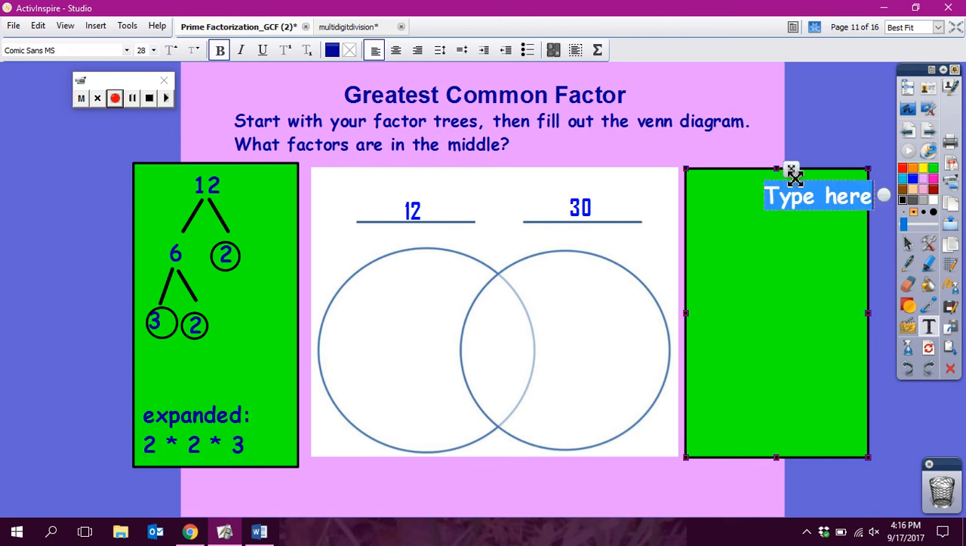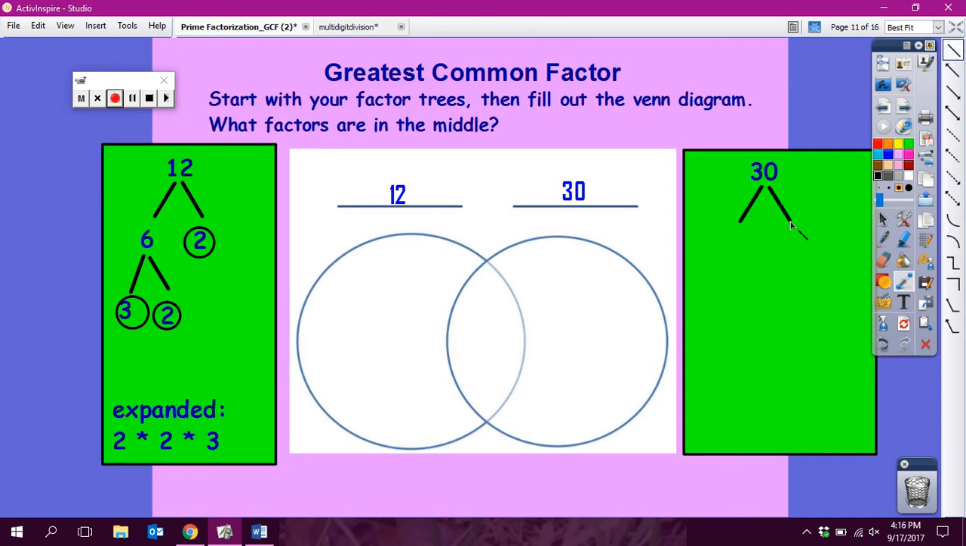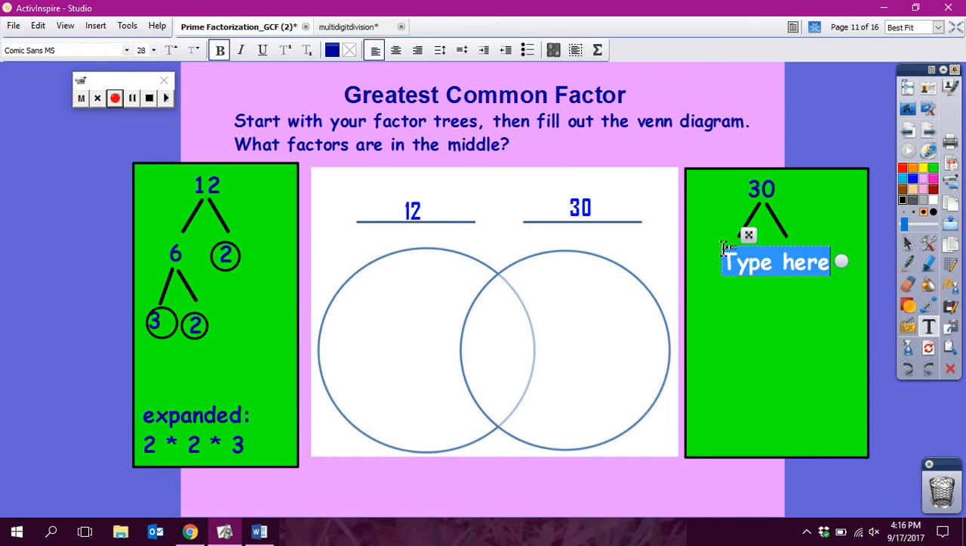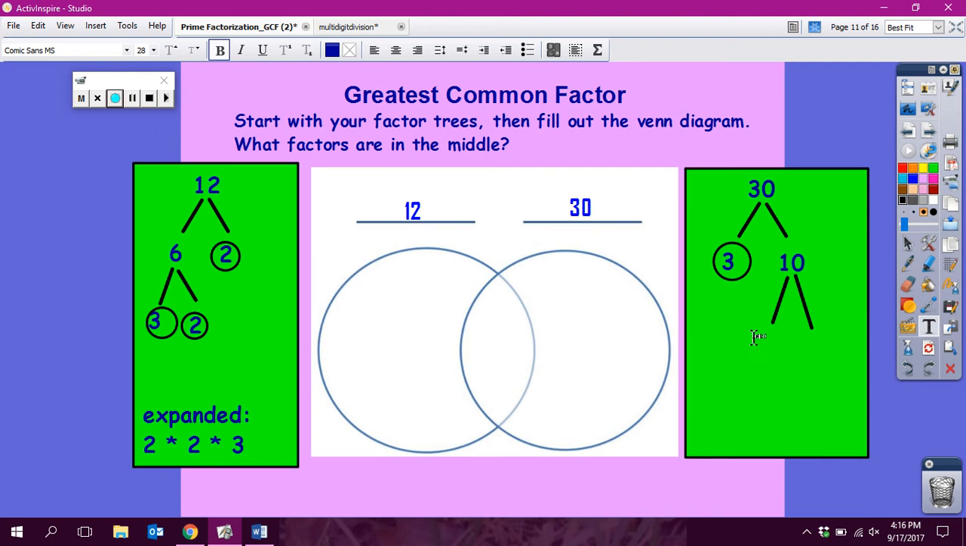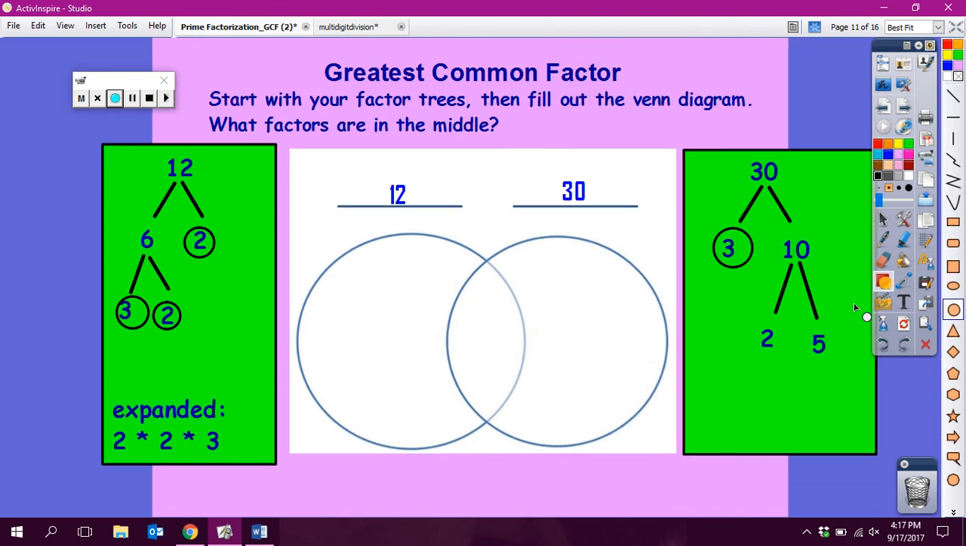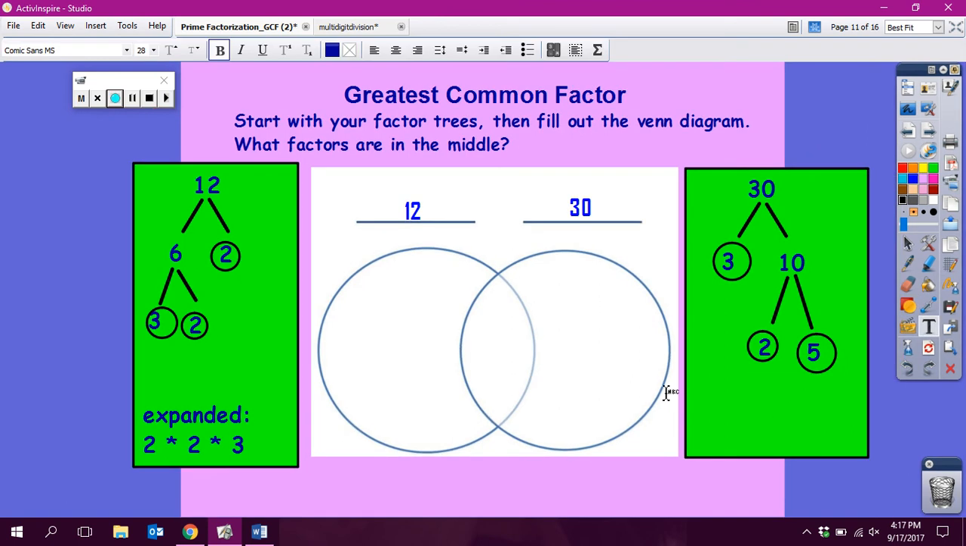Now I need to break down my 30. I know that I could do 3 times 10. That's the first thing I'm going to do. So 3 times 10, that one sounds good. Now I know that 3 is prime, so I'm going to circle that. But 10 is not. It can be broken down further. 10 can be broken down into 2 times 5, and both of those are prime. Woohoo! We're really rolling, y'all. Gotta write that in expanded form as well. That would be 2 times 3 times 5.